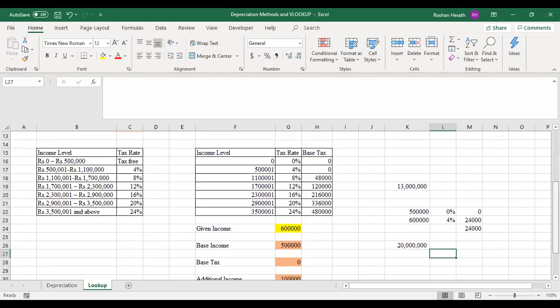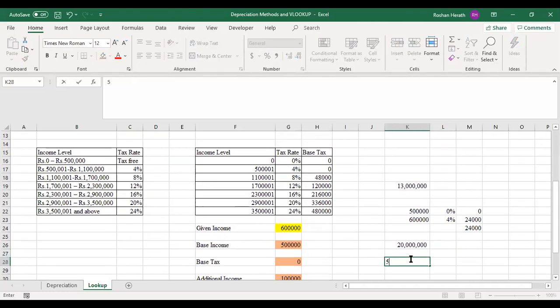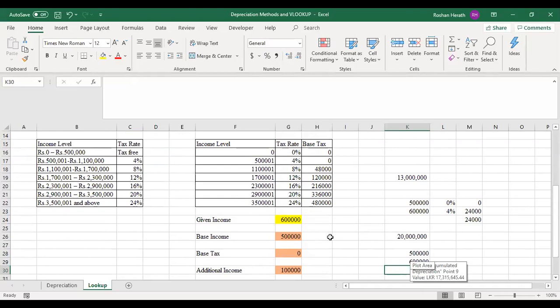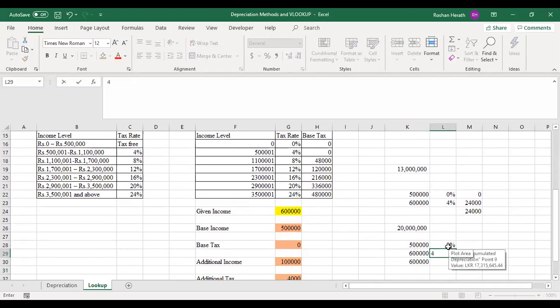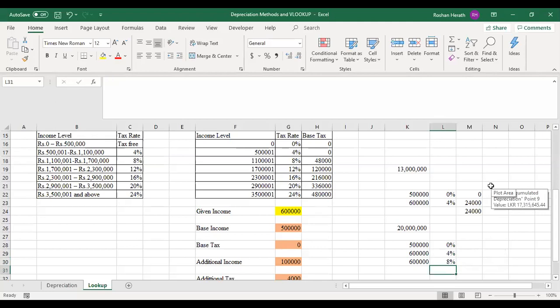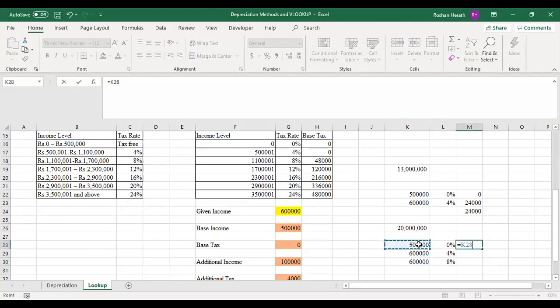If your income is 20 million, how many levels are you passing? Up to 500,000 you are passing. That's the first level. Then the second level is also passing. There you have 600,000 income. That's the second level you are passing. And you are passing the third level as well. Since you are placed somewhere over here, you are passing the third level, 600,000. Applicable rates: 0%, 4%, and even 8%. So these are the rates. Now you can get the multiplication. The same thing happens.